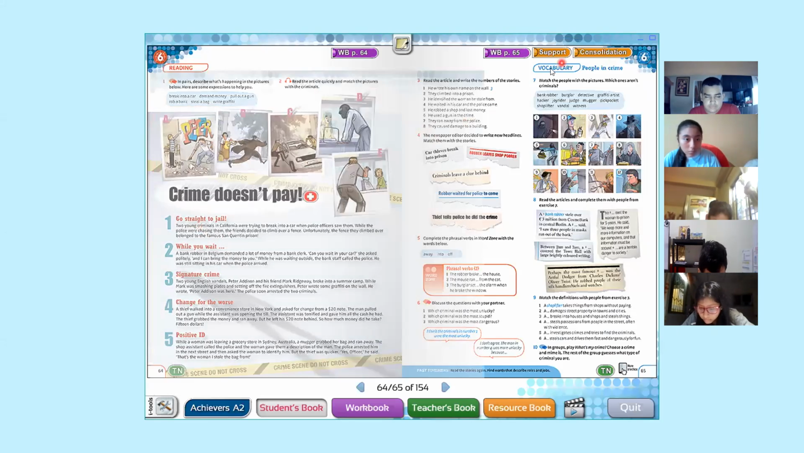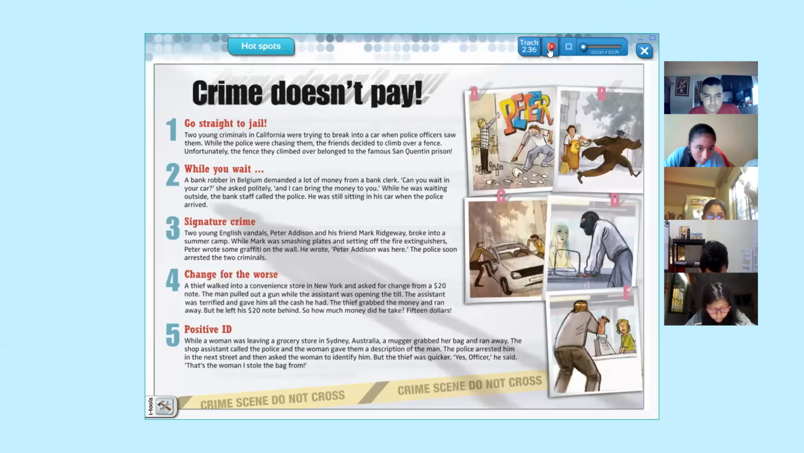Crime Doesn't Pay. 1. Go straight to jail. Two young criminals in California were trying to break into a car when police officers saw them. While the police were chasing them, the friends decided to climb over a fence. Unfortunately, the fence they climbed over belonged to the famous San Quentin prison.